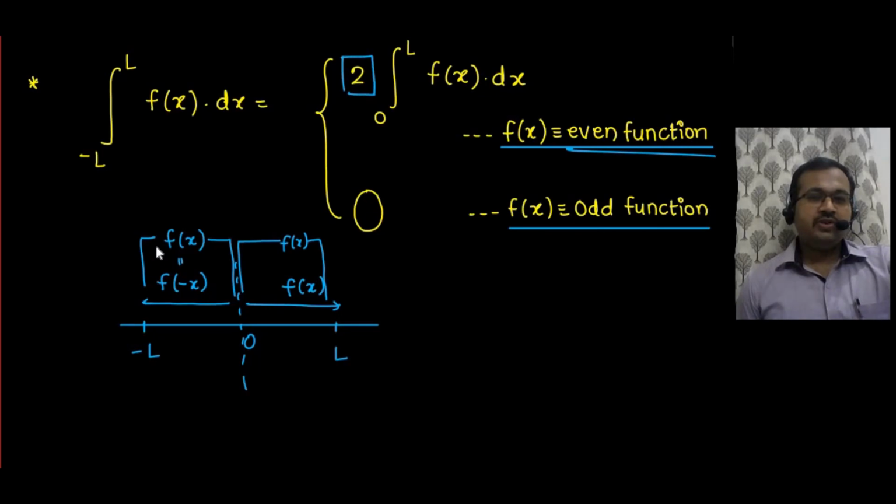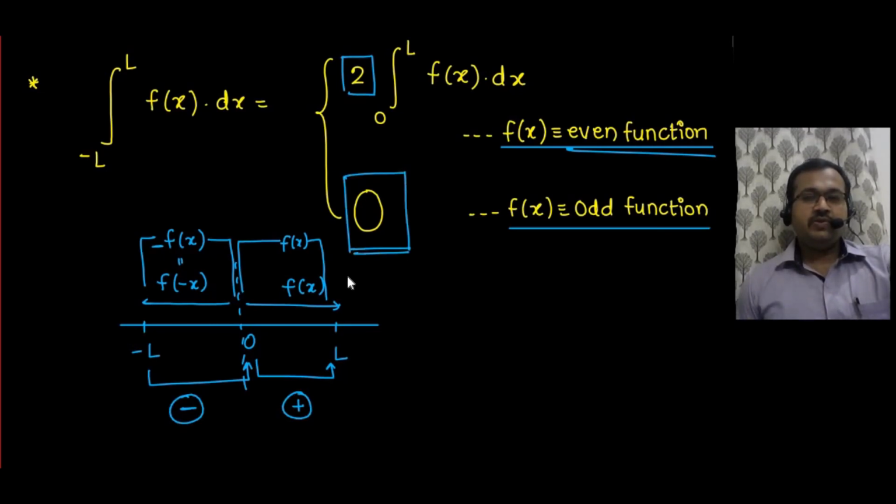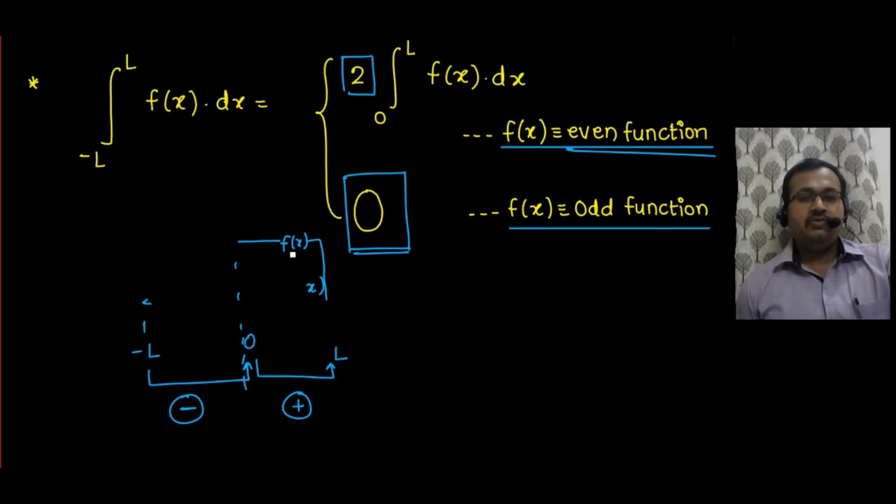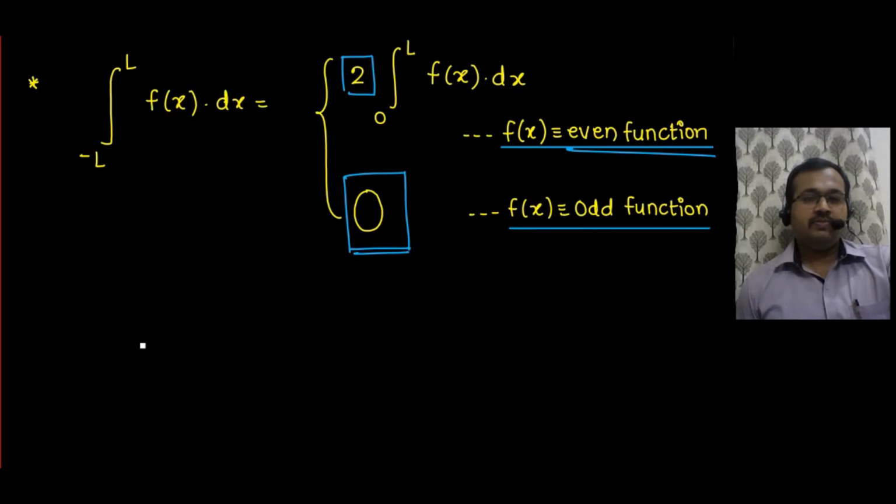But if your function is odd, this will be negative times f of x. So whatever integration you calculate in this range minus L to 0, that will be negative times the integration in this range. So if you add them together, then they will cancel each other, so we get 0. So this is a very important property, integration of even and odd functions.